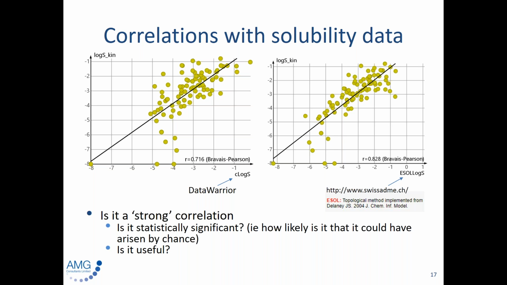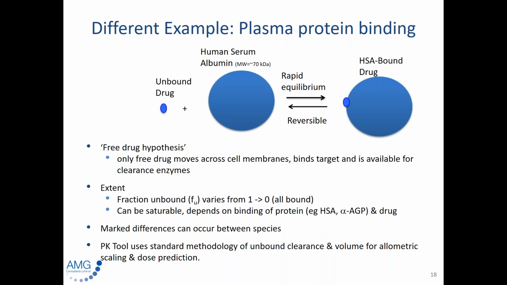But is it statistically significant? Just because you have a number that looks like it's quite high, there's also a question about, could that distribution have arisen by chance? And there's another question you want to ask as well, which is, it might be statistically significant, but is it useful? So for that, we're just going to take a look at a different set of experimental data and modeling. So this is looking at plasma protein binding.